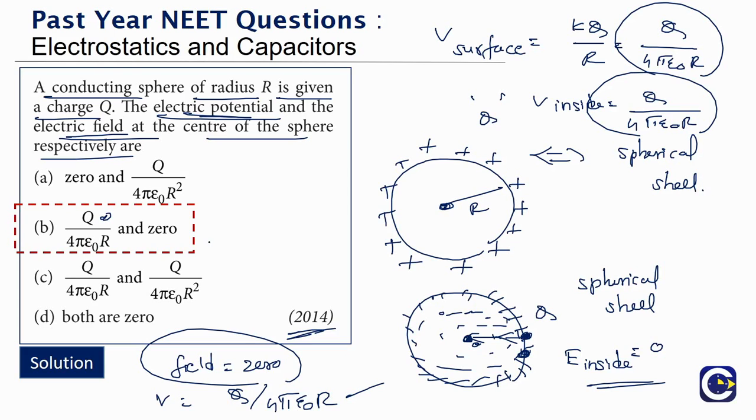For a non-conducting sphere, it will be different, because for a non-conducting sphere we will have electric field inside the sphere, and potential also will not be constant throughout. Maybe we may have some questions on that. At that time we will look at those expressions.